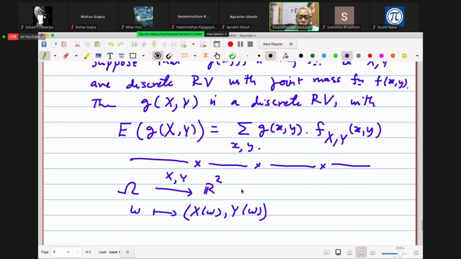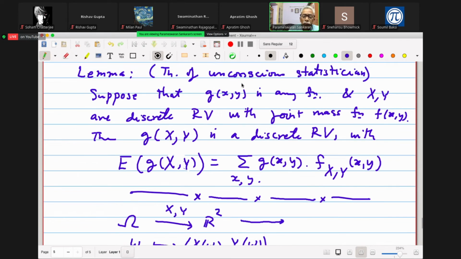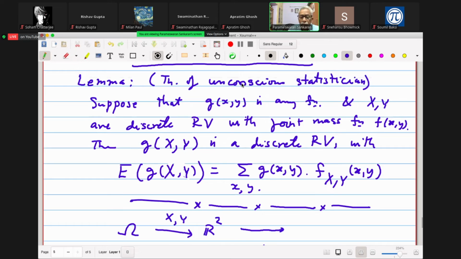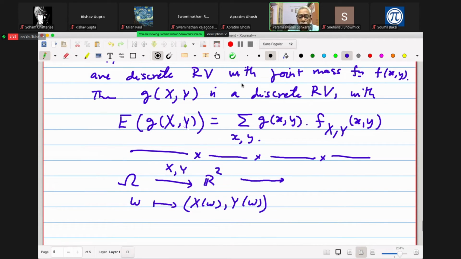All right. Now you have one more function. This g(x,y) function always means, function here means taking values in real numbers. So g(x, y), I just simply write as g, is a function from R2 to R. Now you can compose with g, and that will map omega to g of (X(omega), Y(omega)). So omega goes to g of (X(omega), Y(omega)).